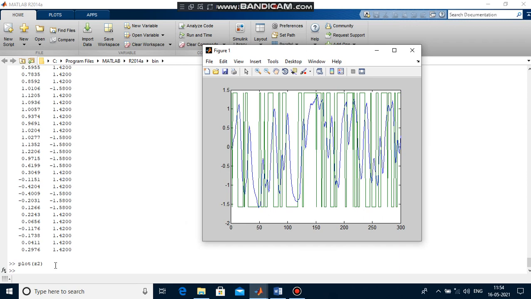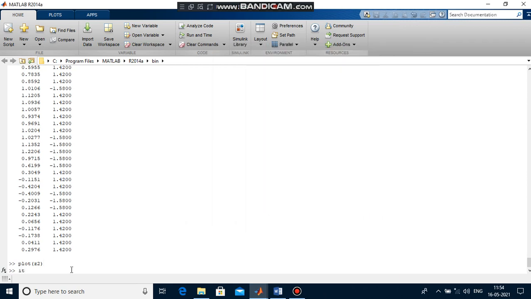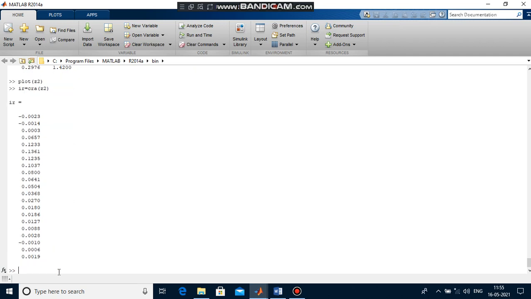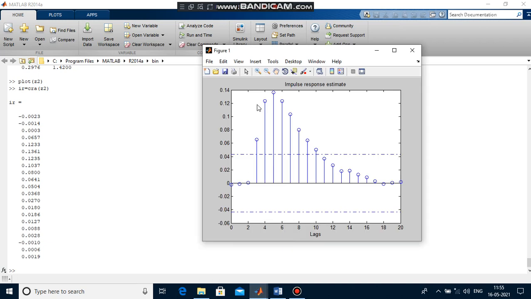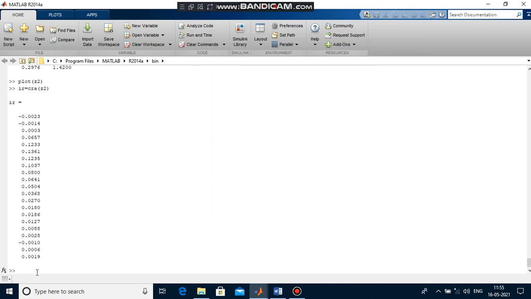After that I have to type here IR equal to cra of Z2. It means by using the correlation analysis, we have to get the impulse response. From the impulse response only, we have to get the step response. See the graph. So this is our impulse response. It presents both positive and negative values.